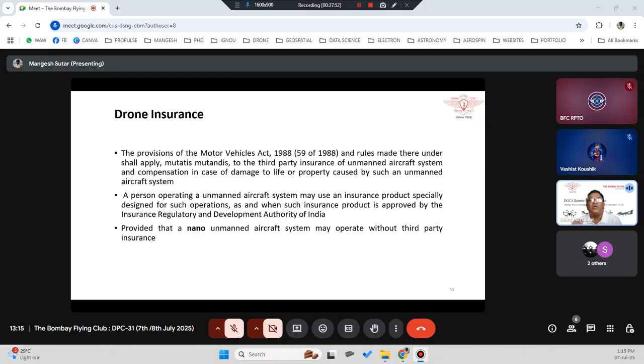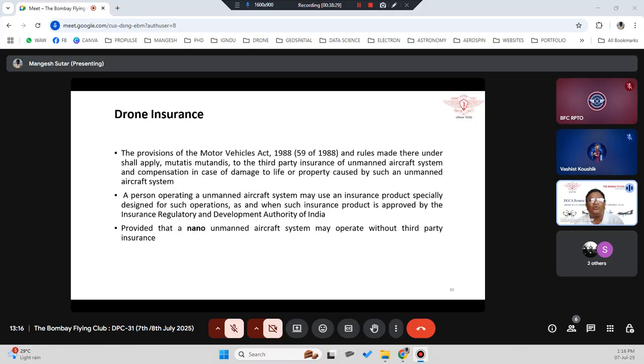Under that rule, you can give a third party insurance of an unmanned aircraft system, and compensation in case of damage to life and property caused by such an unmanned aircraft system. So similar to your vehicle, the same rules and regulations are applicable to drones. Only after Drone Rules 2021 clarified this requirement did insurance companies start giving insurance to drones. Earlier there were only 1 or 2 companies.